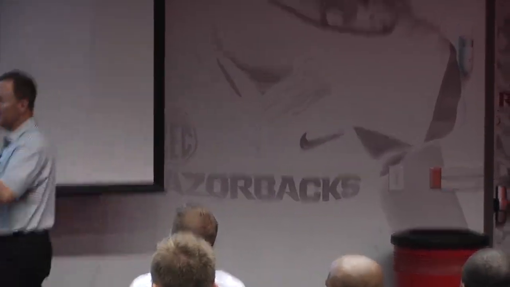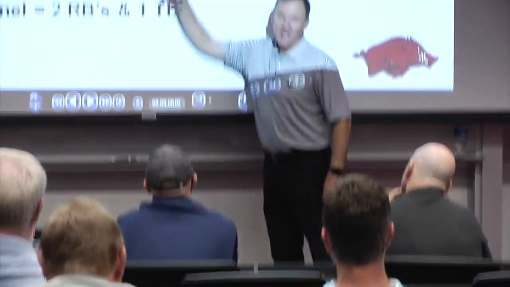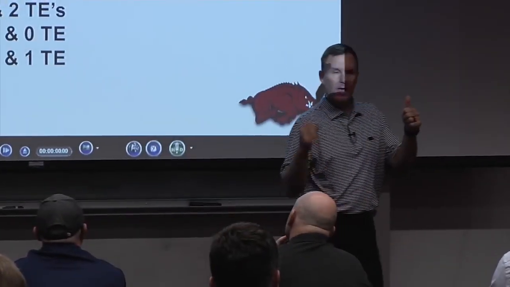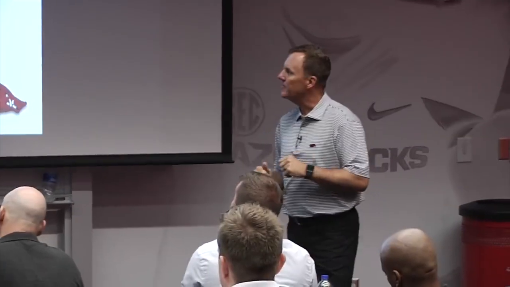11 personnel just means 1 running back and 1 tight end. Okay? That's our base personnel. We'll base out of 11. We'll be in a lot, but we're based out of 11. 1 back, 1 running back, 1 tight end. And our tight end's all over the place.